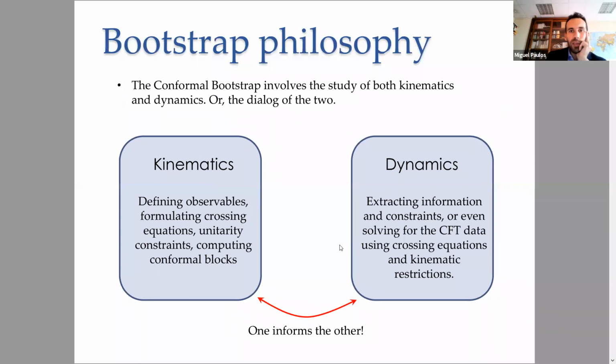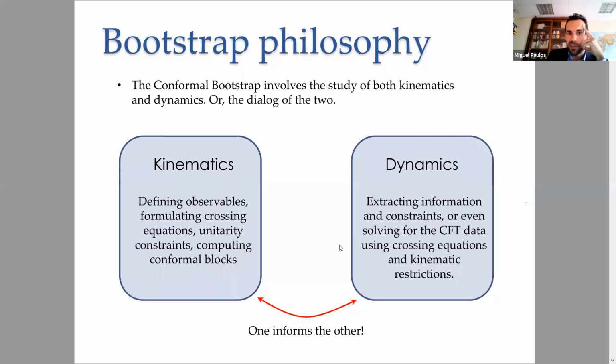So a different way of thinking about the Bootstrap is that it involves the study of what we may call, roughly speaking, the kinematics and dynamics, or how these things talk to each other. So on the kinematic side, you could put defining interesting observables in the theory, how, given these observables, do you formulate these crossing equations that I mentioned? What are basic constraints arising from unitarity on the CFT data and on these observables? How can we compute, later on we'll see conformal blocks, so how do we compute these, and so on. So how do you build all these necessary ingredients?